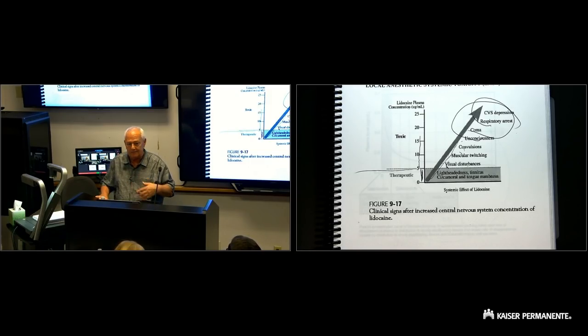Now, ropivacaine is the S isomer of bupivacaine, and it has the same long-acting duration, but it doesn't have the cardiac toxicity that bupivacaine has. That's where that came from. It's trying to come up with a bupivacaine-like drug that didn't stop the heart. But that's the story behind that.